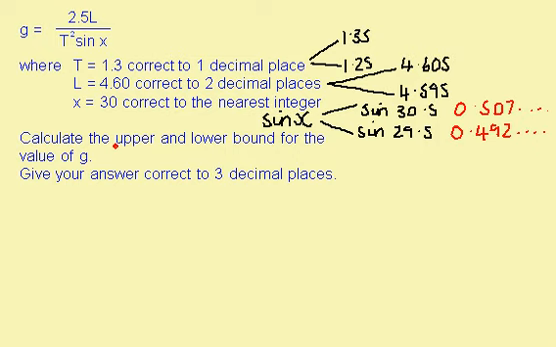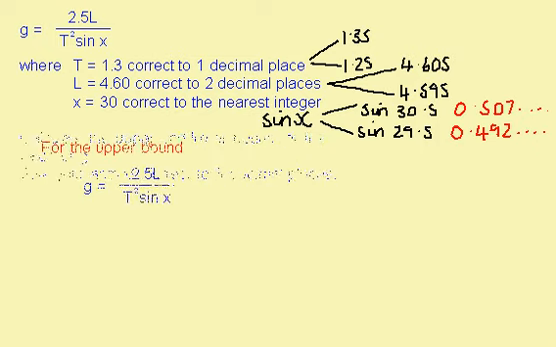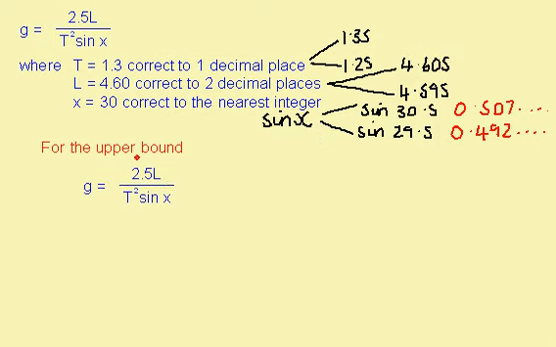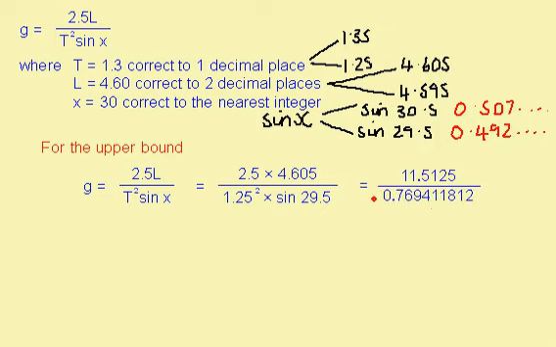I'm now going to calculate the upper bound. For the upper bound, this needs to be as high as possible and this needs to be as low as possible. So I'm going to use the highest possible value of L, the lowest value of t, and the lowest value of sine x. This gives me this. I then need to work this out using a calculator, giving me this. Finally, I divide to get the upper bound. I've rounded my answer to 3 decimal places, giving me 14.963 as my upper bound.